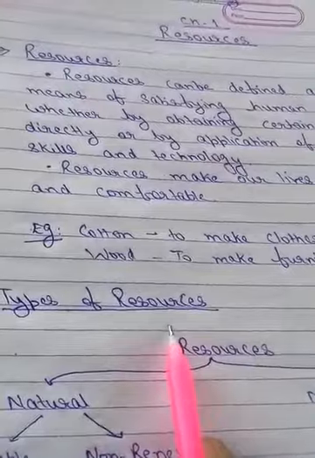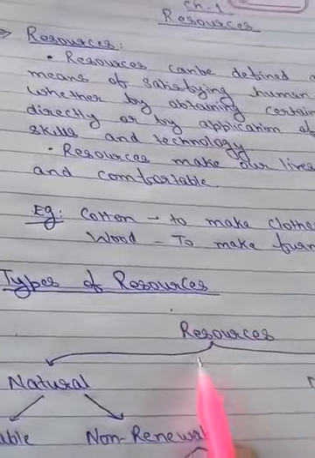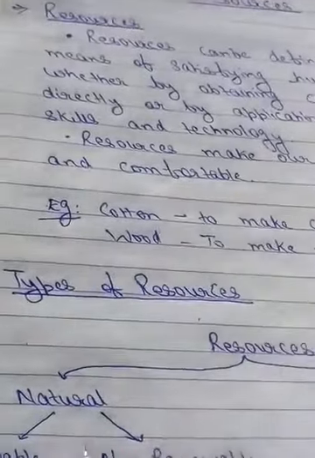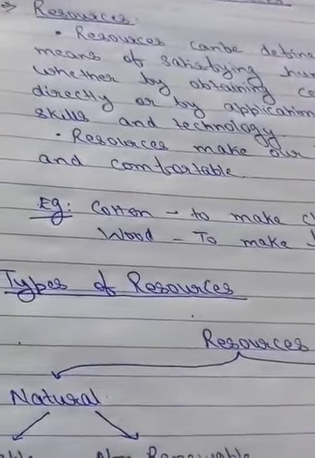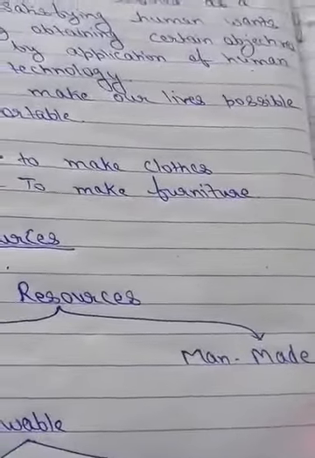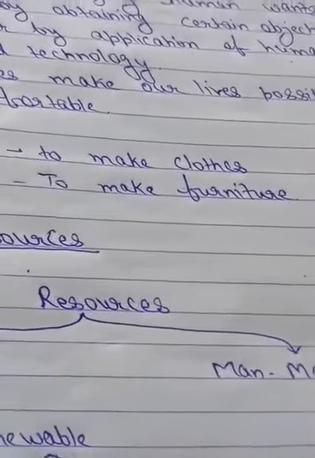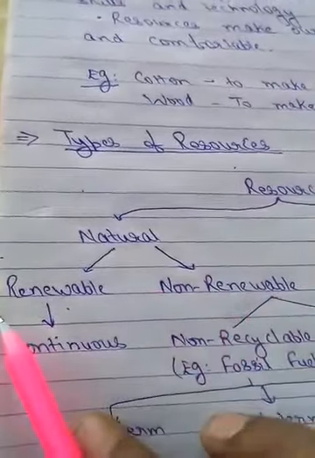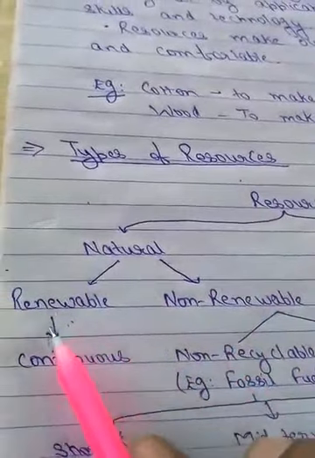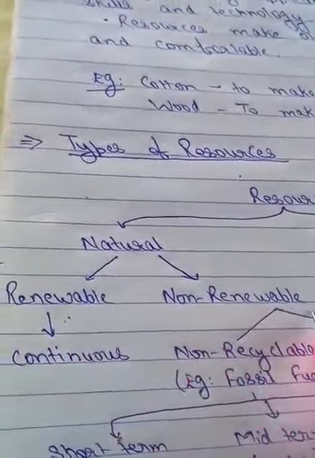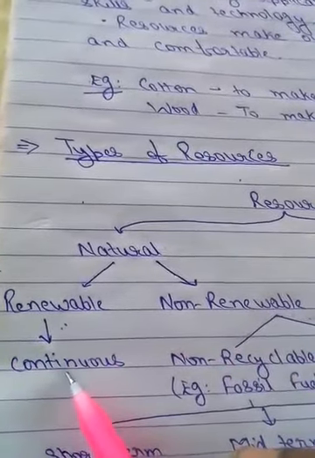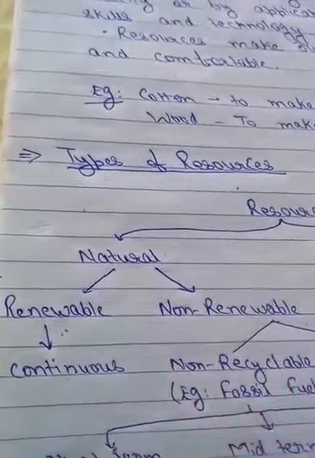Types of resources: resources are of two types, natural resources and man-made resources. Natural resources are those we get from nature, and man-made resources are made by human beings. So simple. Now, go with natural resources. Natural resources are of two types: renewable resources and non-renewable resources. Renewable resources are of continuous nature, meaning they continue for a long time.